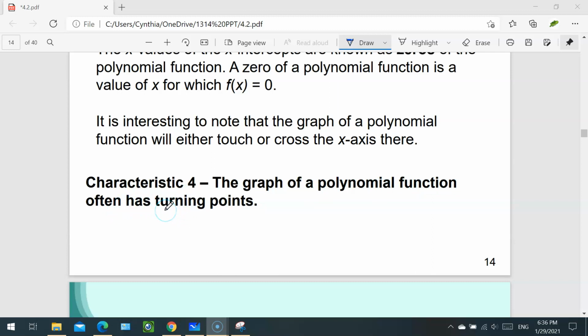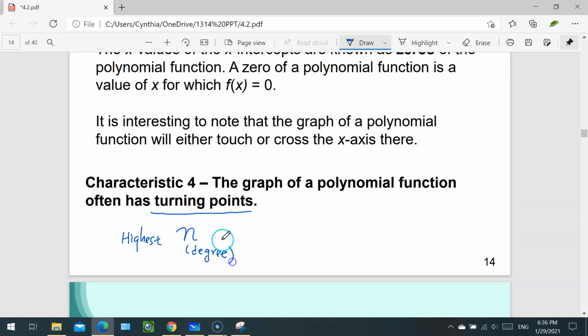So the turning point is determined from the highest degree power term, the highest degree power number. This is the degree number. Highest degree number minus 1, that would be the number of turning points.